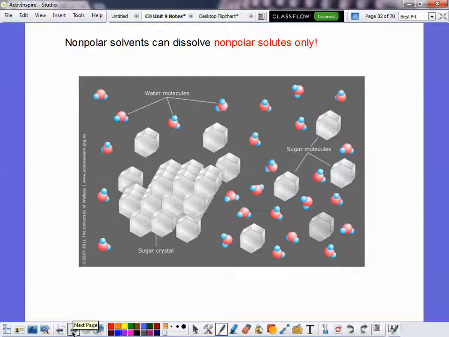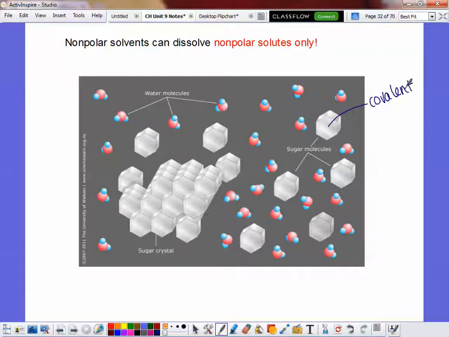The diagram that I have shown here is actually not nonpolar and nonpolar. This is sugar, which is a polar molecule, dissolving in water. So this is still a polar-polar diagram. I couldn't find a good one online of a nonpolar and nonpolar, but it would look similar to this. Notice that this sugar molecule, what type of compound is a sugar molecule? It's a covalent compound.